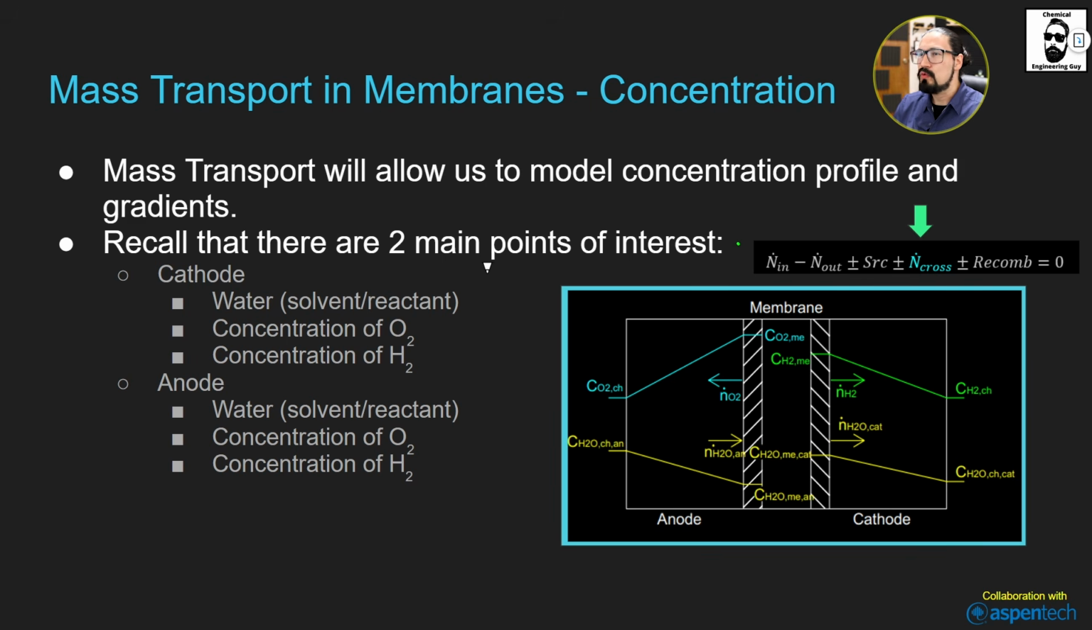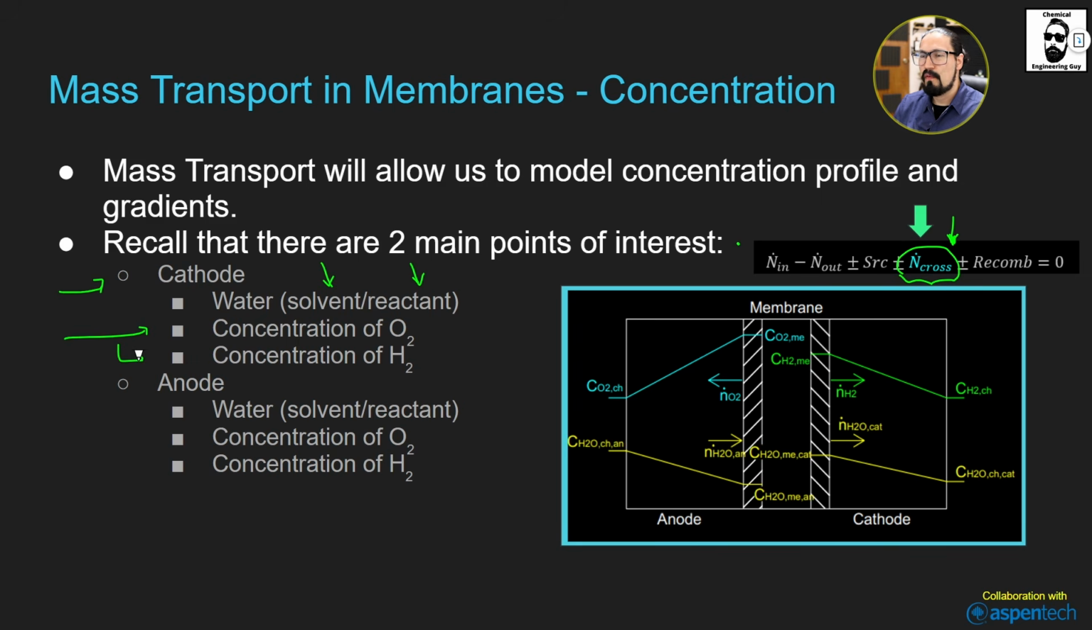Recall that there are two main points of interest right here, guys. We need to calculate, yes, the total amount being produced, but also the total amount of moles actually crossing the membrane. So in one specific case, we have the cathode, which is the water, technically speaking the solvent and reactant. And of course, we will have an amount or concentration of oxygen gas.